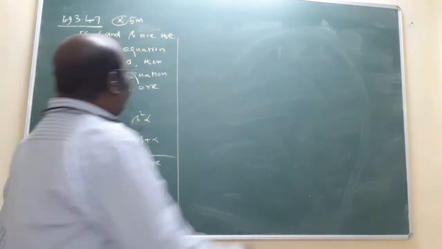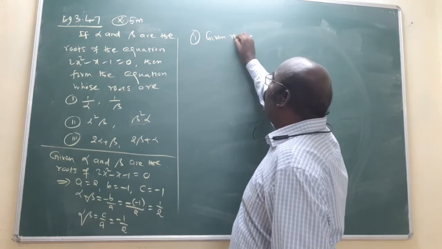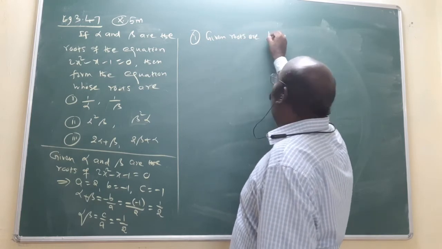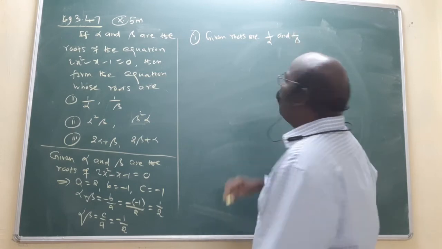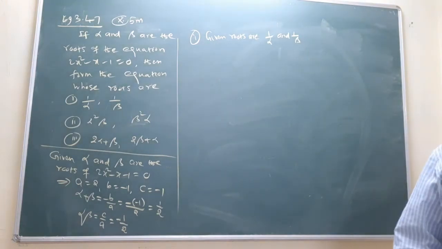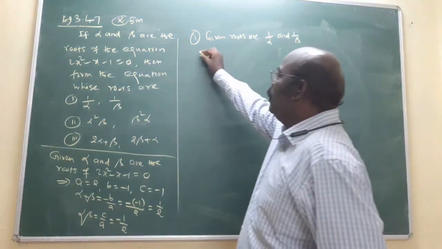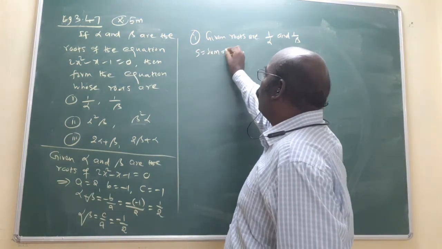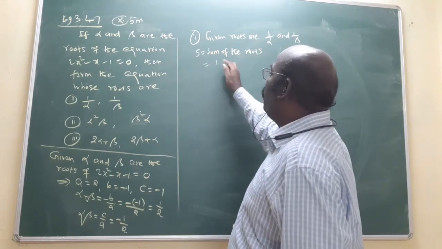Now, first subdivision, I told you, previously. Given roots are 1 by alpha and 1 by beta. It's only given. Now, the equation is asked. Equation asked means what's the formula? X squared minus Sx plus P equal to 0 is the formula, where S equal to sum of the roots, P equal to product of the roots. Am I right? Sum means adding both.